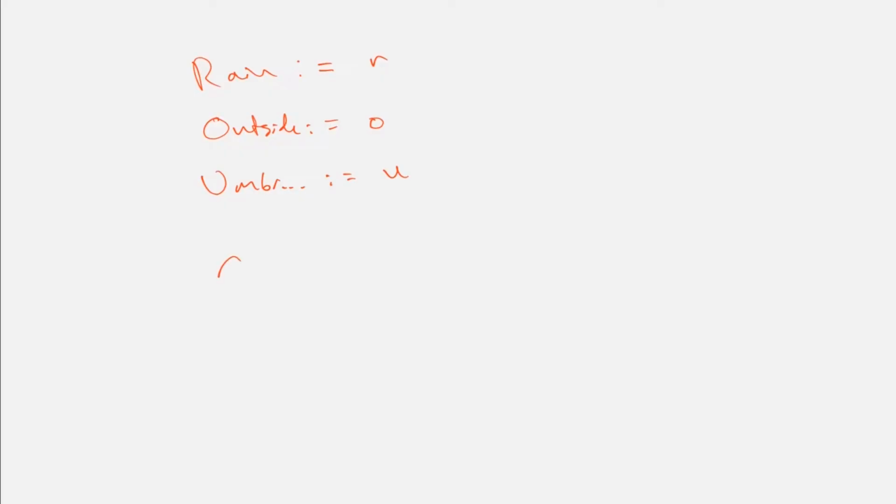An XOR? If we're not outside and it's raining, we don't need an umbrella. If we are outside and it's not raining, we don't need an umbrella. That means that it has to be both at the same time, which is an and. Rain and outside implies umbrella.